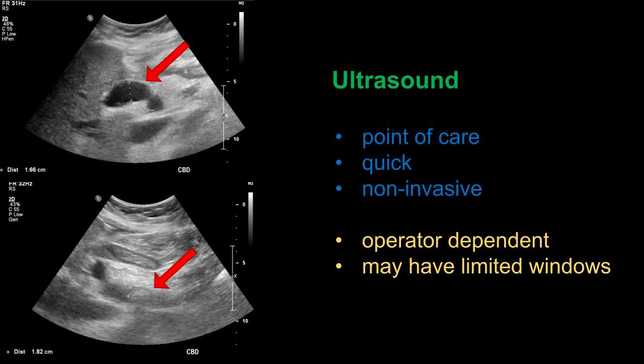It may also have very limited windows, and so not everyone will have a great image. And so the diagnostic utility of ultrasound is dependent both on the patient and also the person doing the ultrasound. Here we can see that there's a dilated common bile duct with a stone on the bottom image. And so this patient then went on to have ERCP drainage to relieve the biliary obstruction.